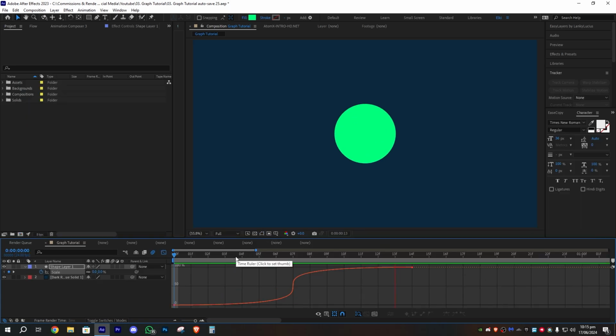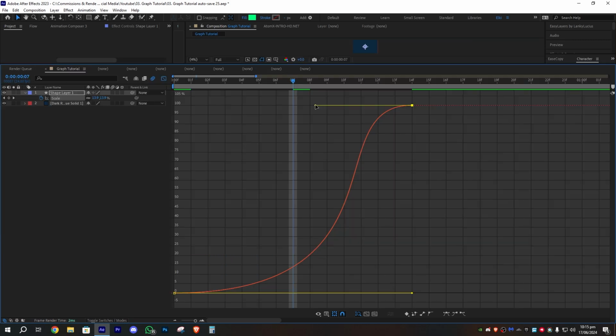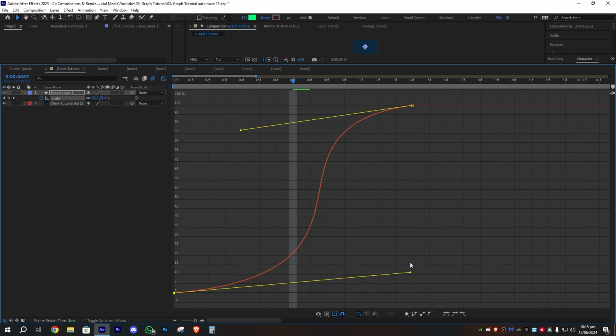Let's play it back. As you can see, really fast in the middle. The pick whip doesn't have to be straight all the time, so you can make it smooth by doing something like this and still achieving the same results.